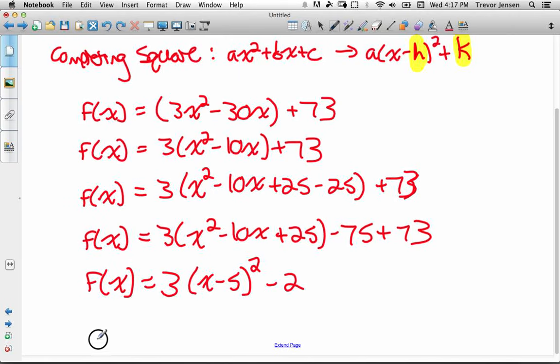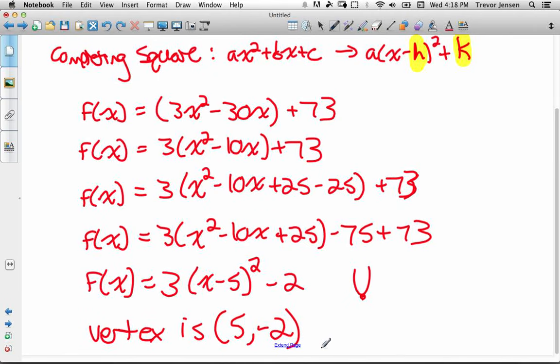So my vertex is, my h value is 5, my k value is negative 2. So my vertex is 5, negative 2. And you might also have to state whether it's a max or a min. Since your a value is positive, that means it opens up, which means the vertex is at the bottom of the parabola. So this vertex is a minimum point.